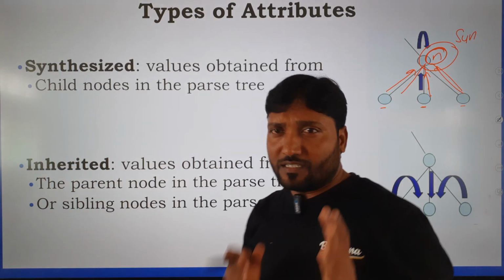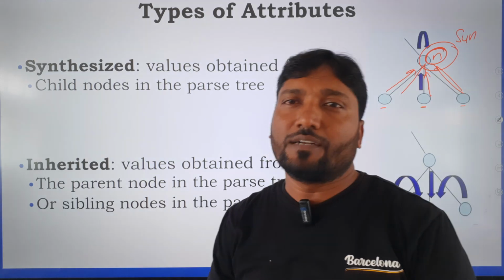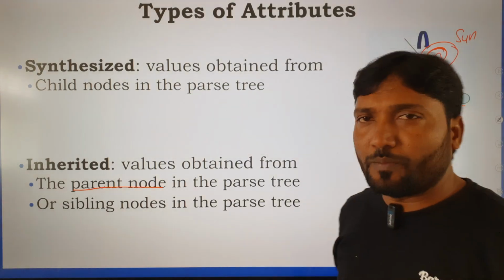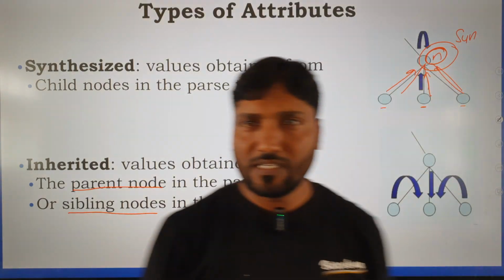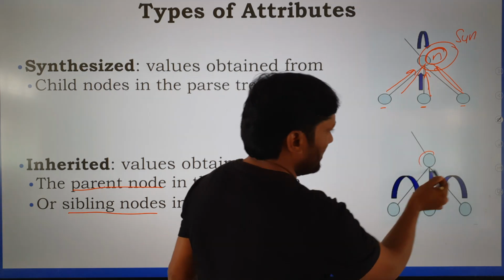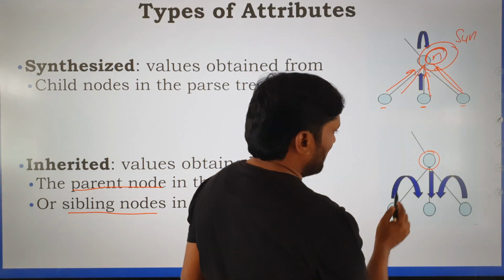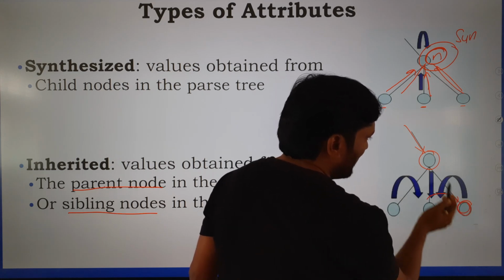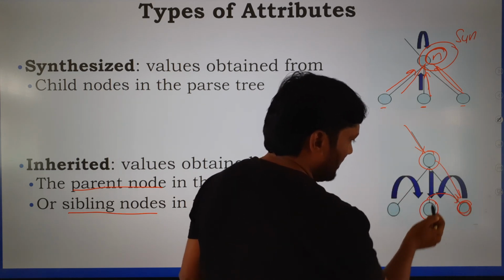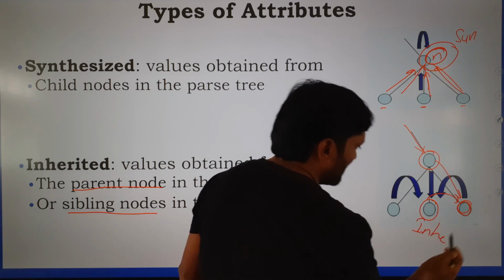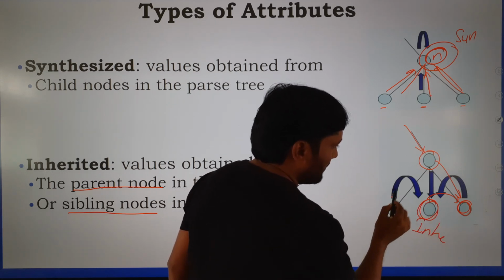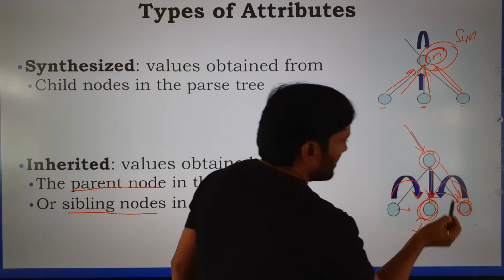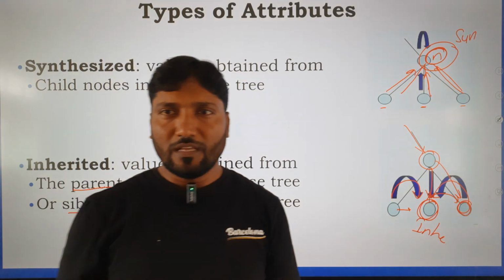As we know, for inherited attributes, the value can be calculated from its parent node as well as its sibling node. Let us see the diagram to understand clearly. This is the node. This value can be calculated from the parent node, or if you take the values here, its sibling node as well as parent node. Now, this is the inherited attribute. That means this node value can be calculated from sibling nodes and parent node as well as left sibling node.